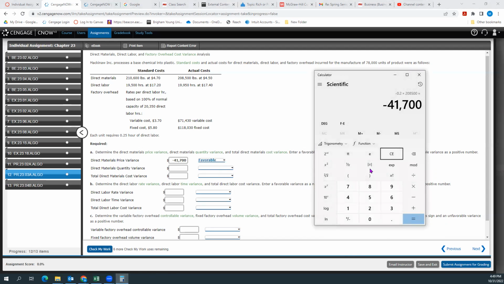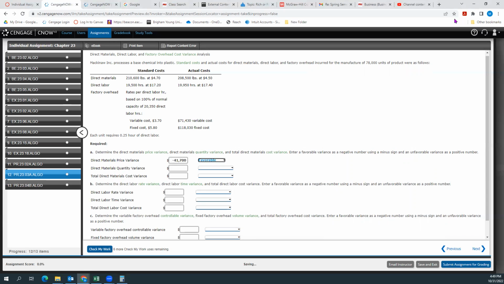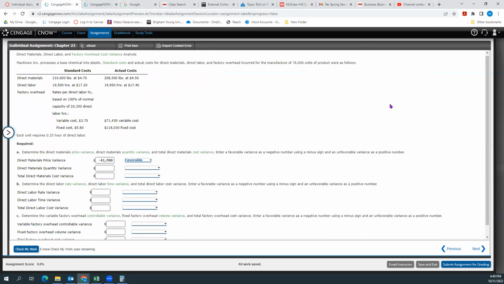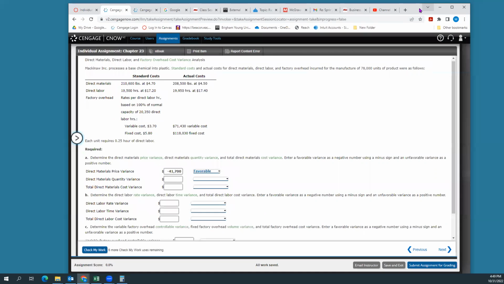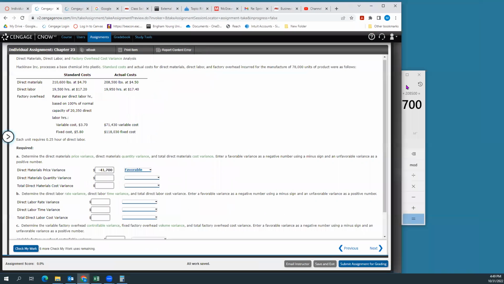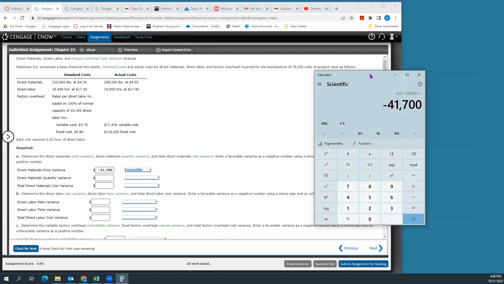All right. So next, I thought there was a way to make my calculator stay up, but it's being silly. So I'm going to do this over here so I can have my calculator up here. It won't be in the way of anything.